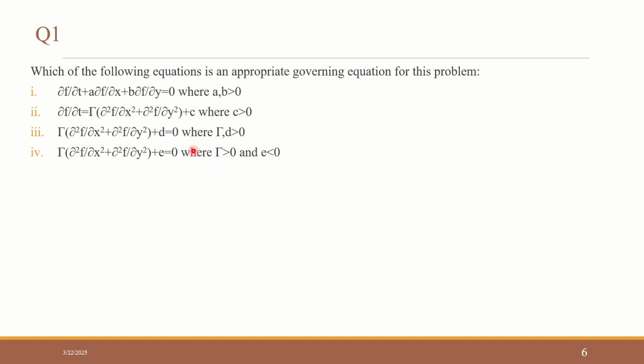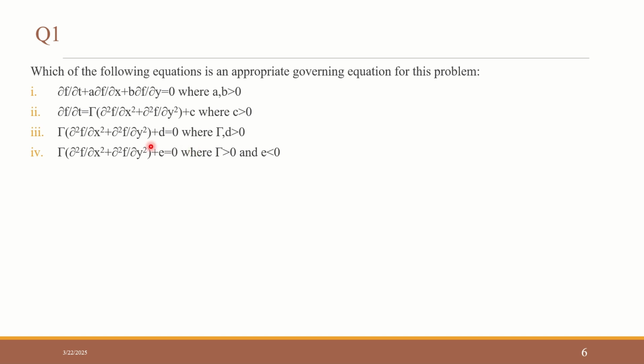So these are the 4 equations, and we need to identify which of them is an appropriate governing equation for this problem. In the question statement, what was given? It was given as a Poisson equation. The Poisson equation is of the form dou square f by dou x square plus dou square f by dou y square equal to f of x y. We have a source term in the Poisson equation, and in this question it is given as a constant. So the rest of the terms remain the same: dou square f by dou x square plus dou square f by dou y square.